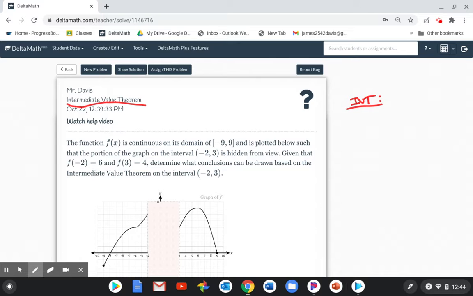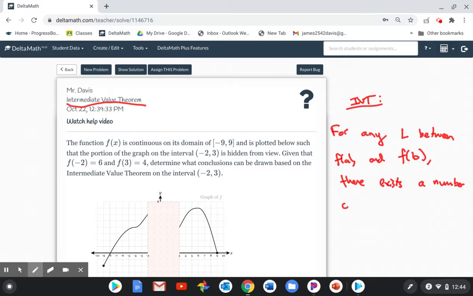For the notation that we used in the Edpuzzle video, it says for any L between f of A and f of B, there exists a number, which is referred to as C, in the interval AB, such that, or for which, f of C equals L. All right, that's a lot of math jargon.